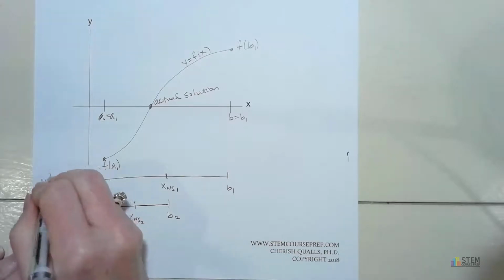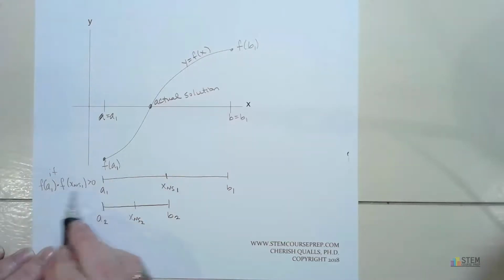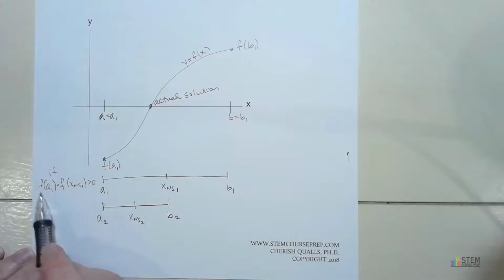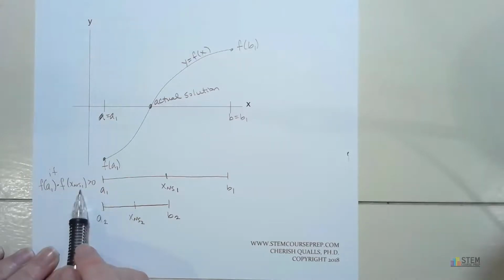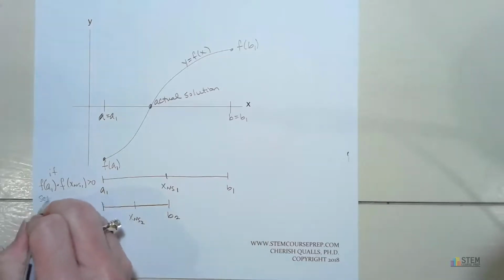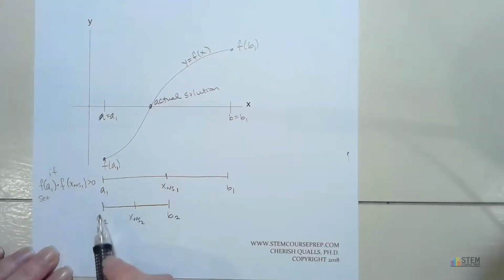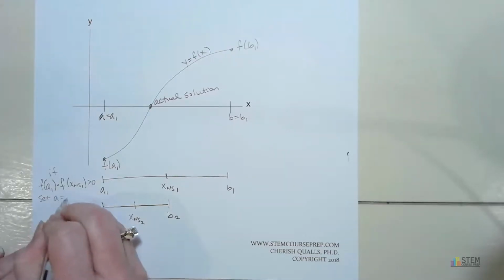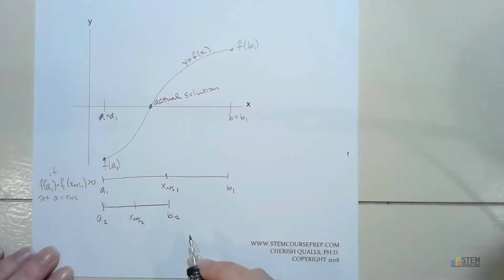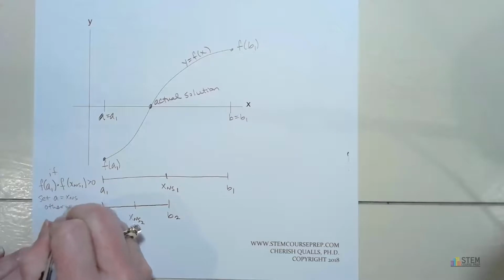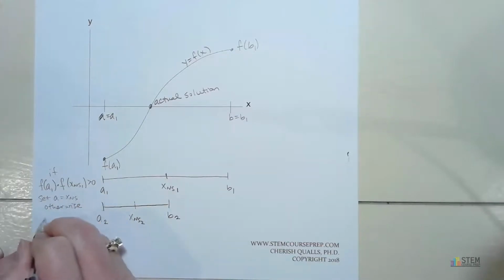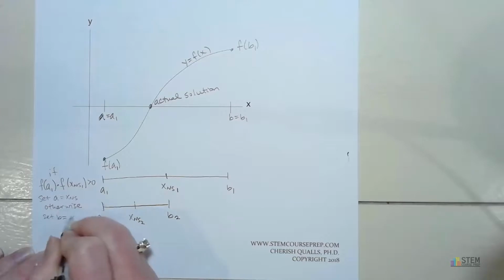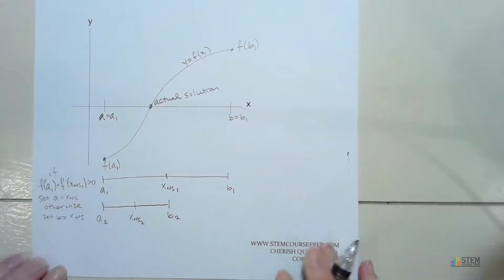Okay, so let's put an if here. If f of A1 times f of X in S1 is positive, greater than 0, then we would set the new A value for our new interval equal to the numerical solution. Otherwise, you would set B equal to the numerical solution.